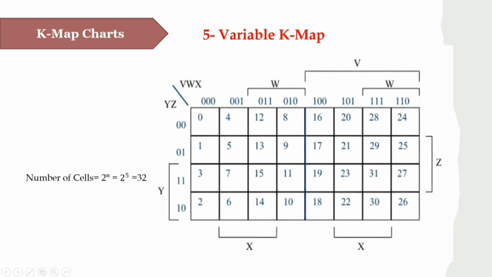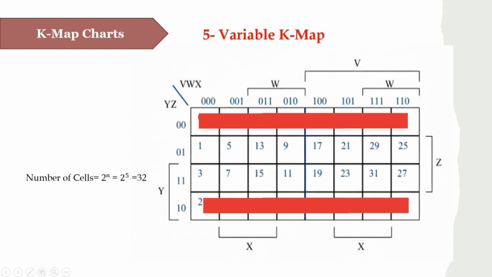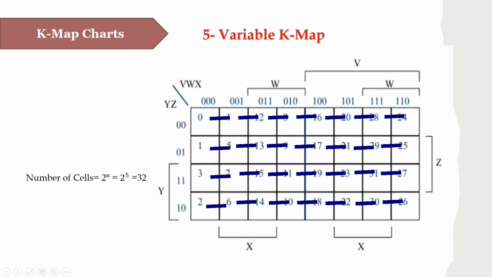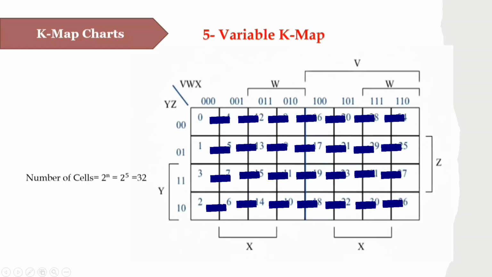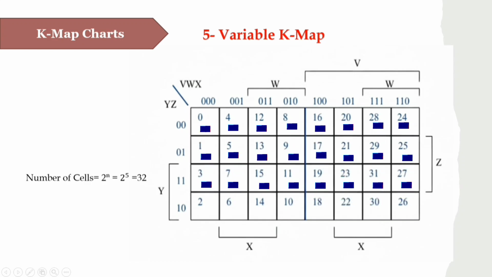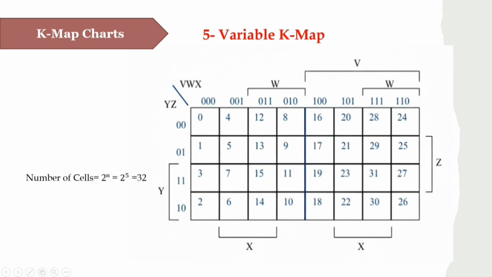In this map, adjacency works in several directions. First one is left to right wraparound, which means first and last columns are adjacent to each other. The second one is top to bottom wraparound, which means first and last rows are adjacent to each other. The third one is horizontal adjacency, which means cells next to each other in the same row are adjacent to each other. The last one is vertical adjacency, which means cells above and below are adjacent to each other. This allows us to create many grouping possibilities.